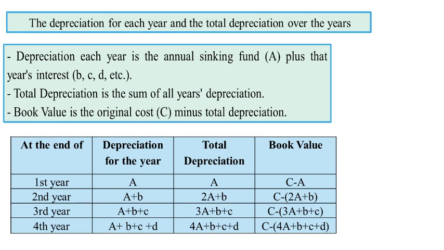The table shows how the sinking fund method calculates depreciation and book value each year. Depreciation each year is the annual sinking fund plus that year's interest, and so on. Total depreciation is the sum of all years' depreciation. Book value is the original cost minus total depreciation. So, each year, depreciation increases with the sinking fund and interest.